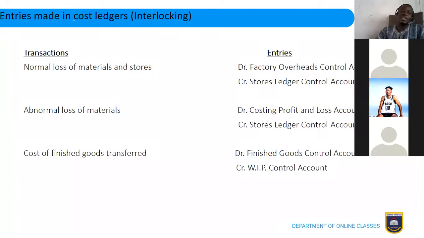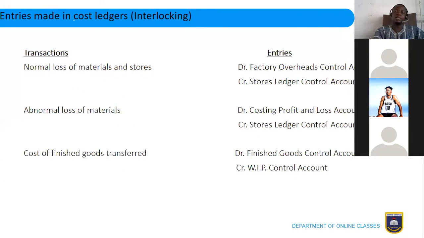All right. Then we debited factory overhead control account. So why do you think that account has been debited? Factory overhead control account. That account has been debited. Why has it been debited? Okay? Then we have our abnormal loss. Abnormal loss. So this is also another loss. So therefore, the stores ledger control account will have to be credited. Okay. Then here, it is going to affect our costing profit and loss account. So we are debiting our costing profit and loss account.